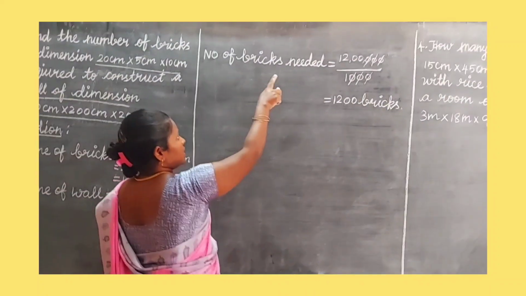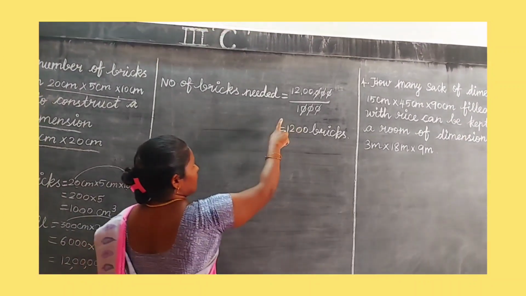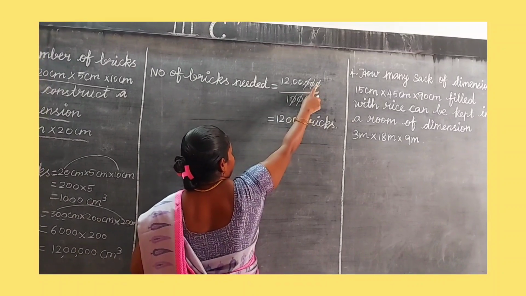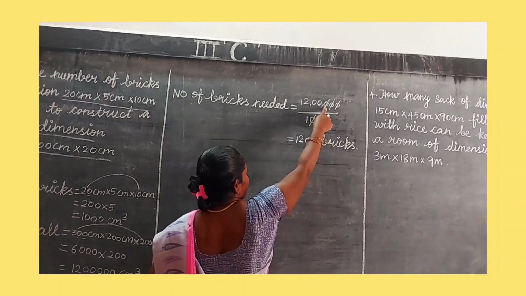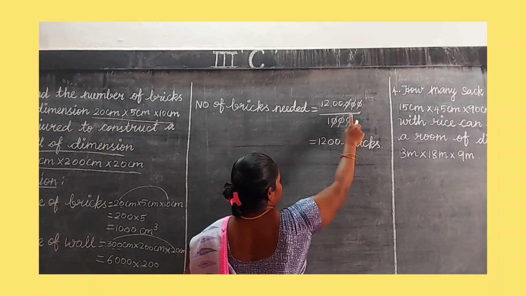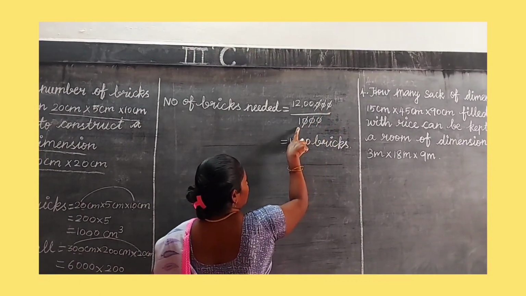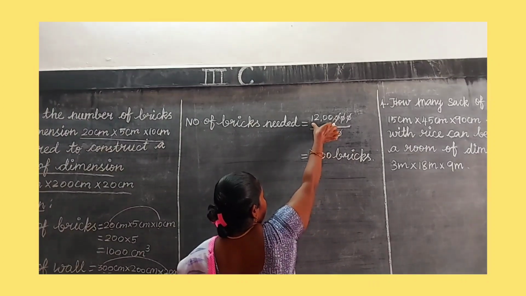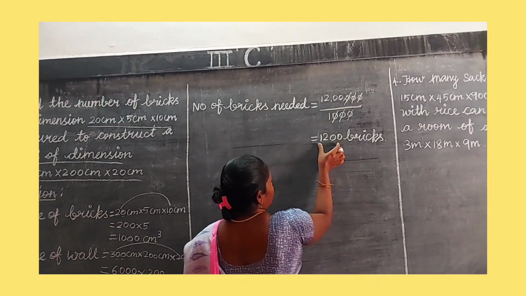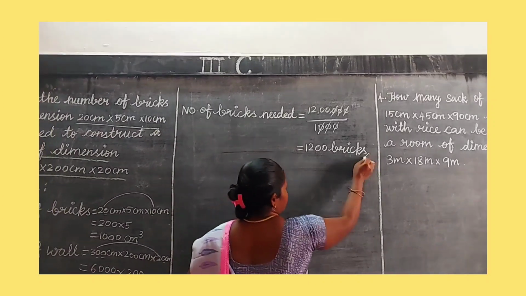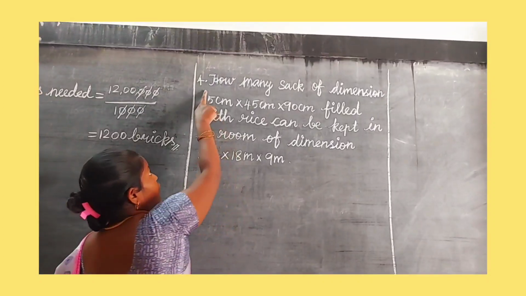So the number of bricks needed is equal to 12 lakh divided by 1000. Cancel the zeros, 10 by 10. Next, 30 on top we cancel, and 30 on the bottom we cancel, leaving one at the bottom, which means no value, so we consider only the upper value. So 1200 bricks are needed. This is the answer. Children, fourth question.